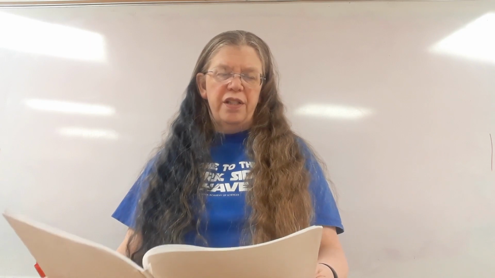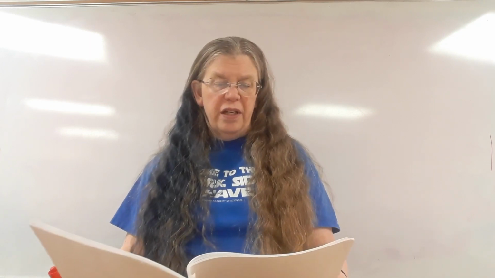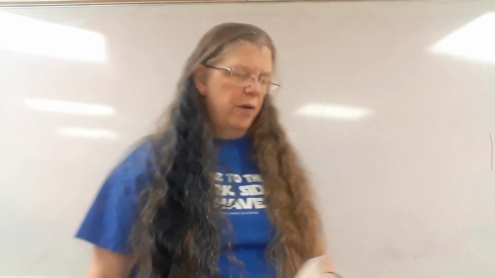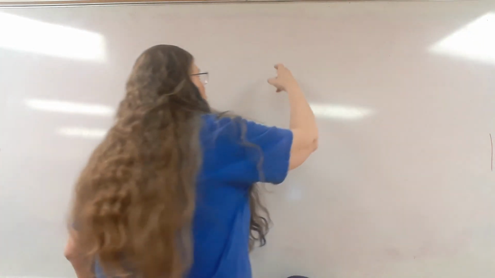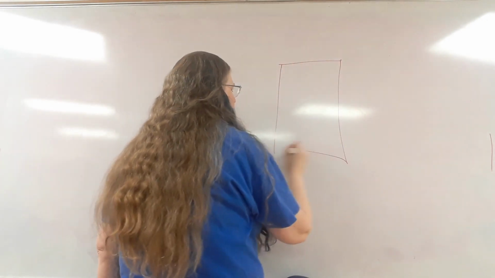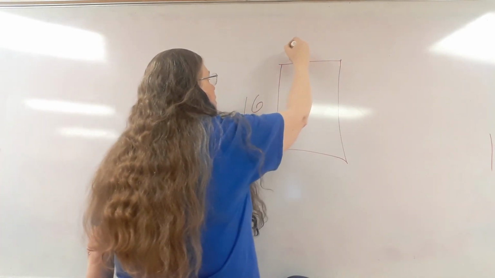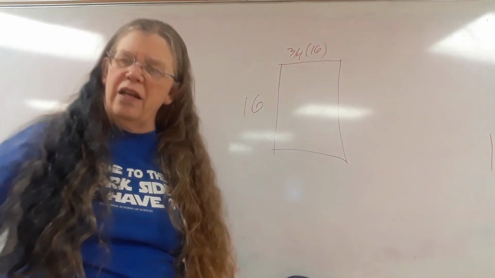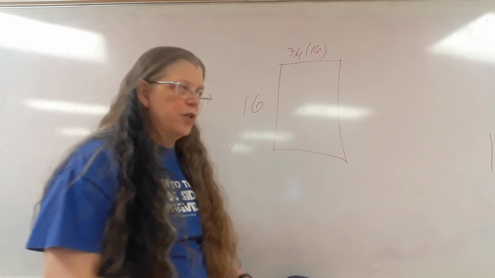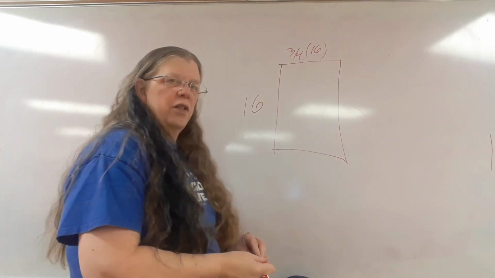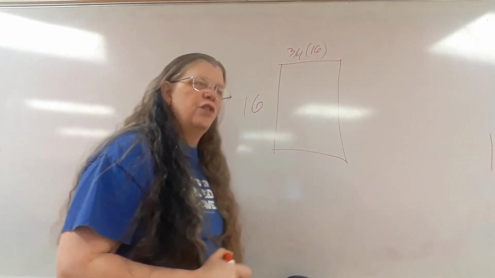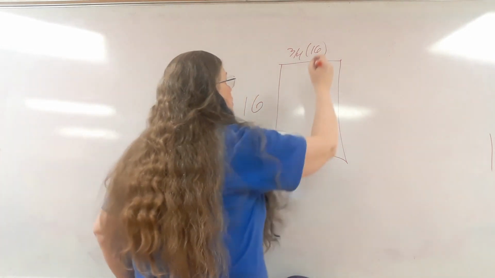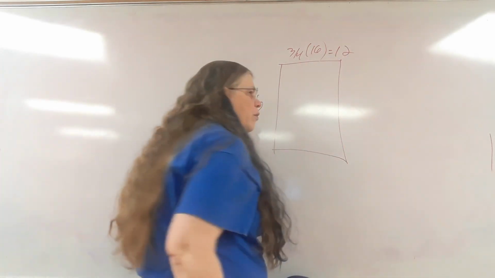G1 number 4. Mrs. Cook's kitchen is 16 feet long. If the width is 3/4 the length, how many square feet of floor space does she have? Okay, so here's the kitchen. It is 16 feet. This is 3/4 of 16. We're combining our fractions in with our geometry. Well, 3/4 of 16. 1/4 of 16 is 4. So 3/4 of 16 is 12. So we've got 12.